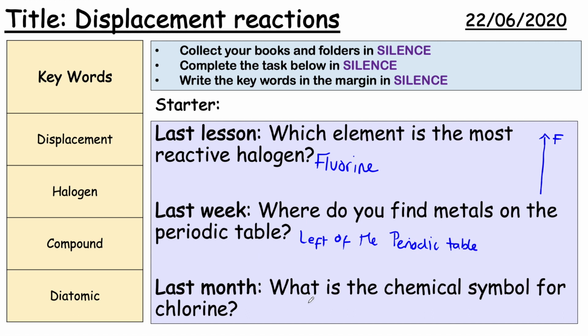And then the final one, what is the chemical symbol for chlorine? Well, chlorine has a chemical symbol of big C, little l, so Cl. Right, so there's nothing to work off. I'm just going to talk you through what a displacement reaction is, give you some examples to have a go at yourself, and then hopefully you should be able to do this no troubles.